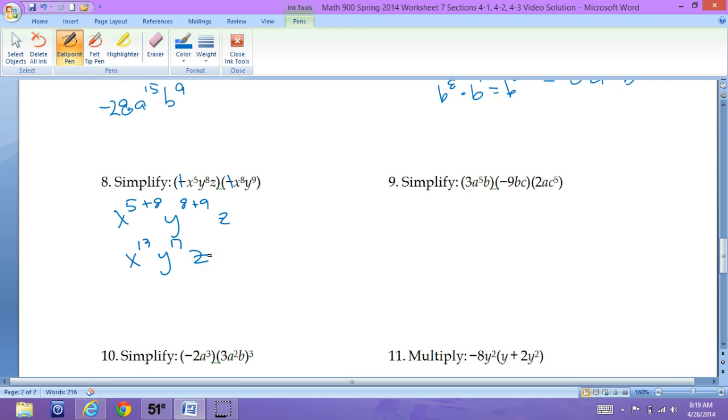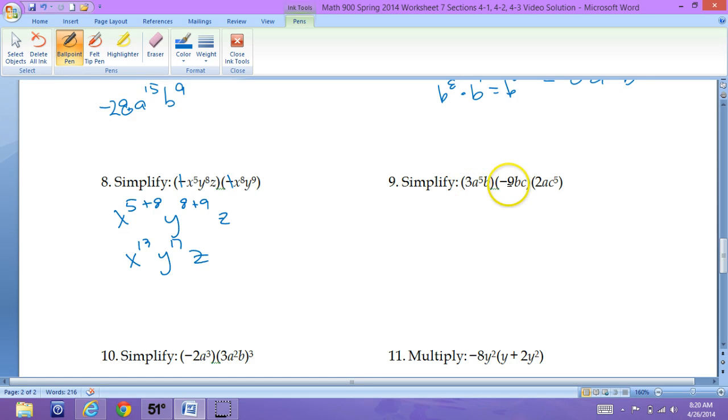So on an exam or a quiz, if it says x to the 52 times x to the 308, all you're doing is chapter 1 stuff, really, because you're just going to add those exponents to get to the final answer. Okay, so I think I'm done there.